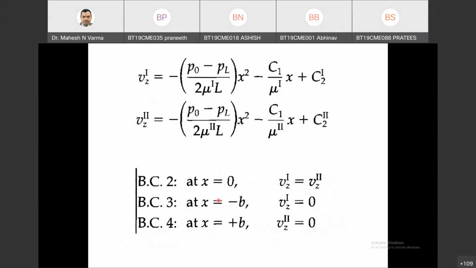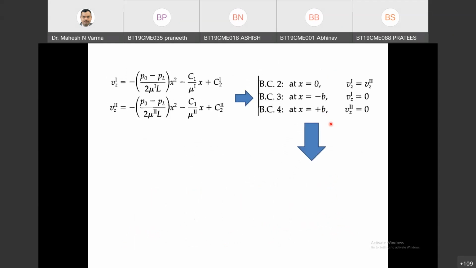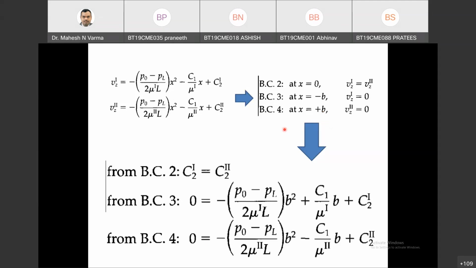Now substituting this boundary condition, what you will get? C1 for phase 1 will be equal to C1 for phase 2, eliminating one constant. So I'm substituting boundary condition number 3. At x equals minus b, Vz for phase 1 equals 0. Substituting x equals minus b here, you can see this sign is changed, and this is at x equals plus b.